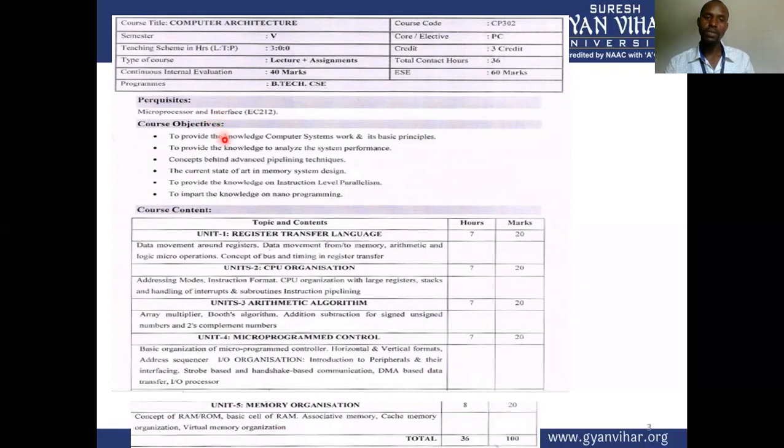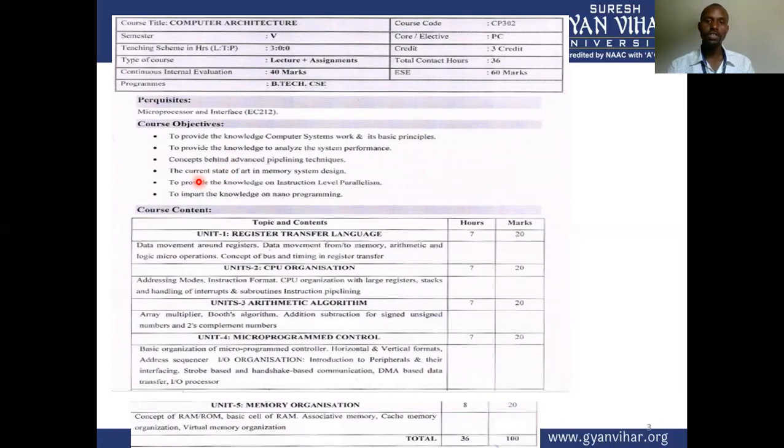the course objectives we'll be looking at are, one, this course will provide you the knowledge about computer systems and their basic principles. You will also possess the knowledge to analyze system performance. Also, the third objective will be to study the concepts behind advanced pipelining techniques. We will study in broader detail what pipelining is and what some of the concepts needed are.